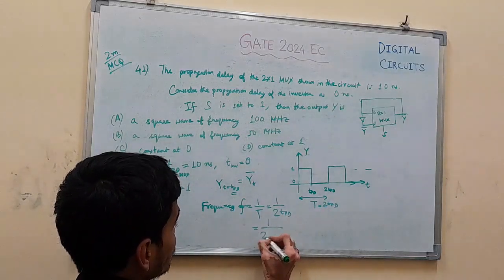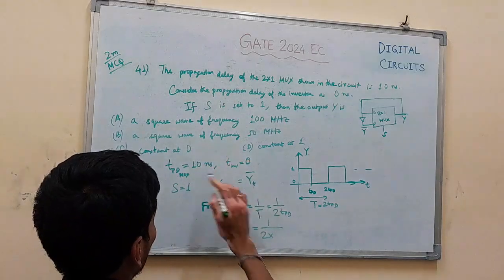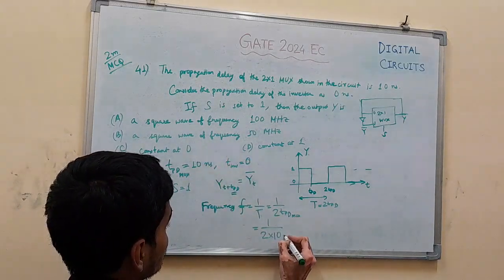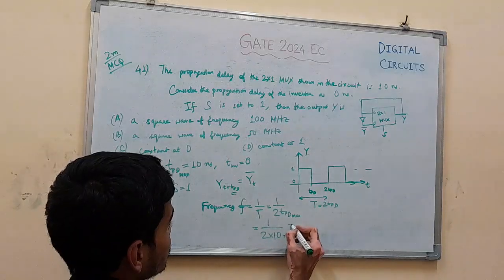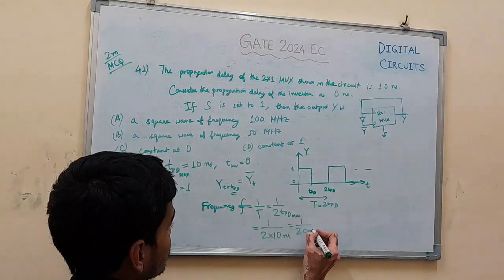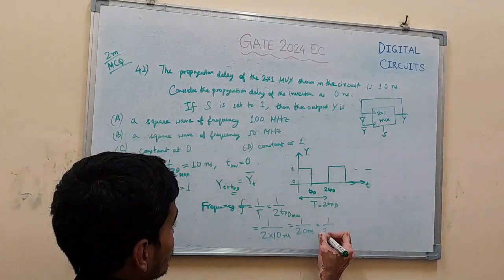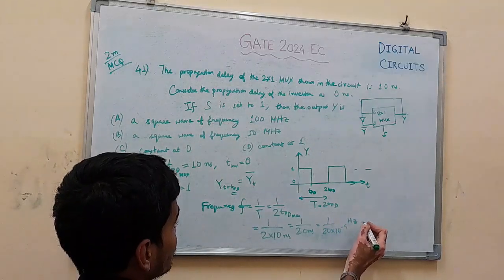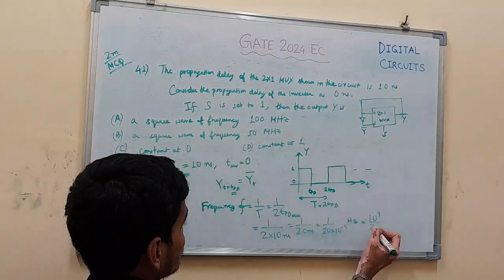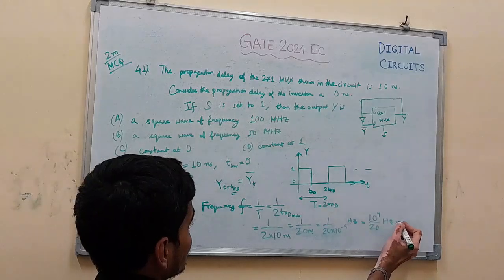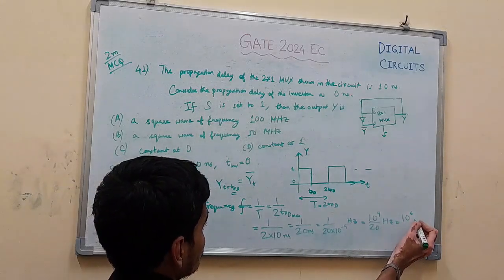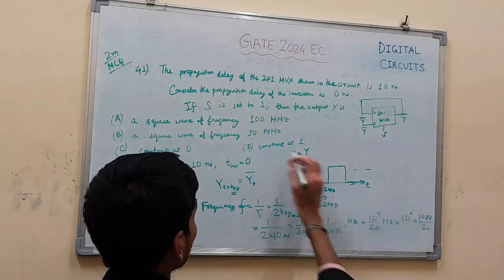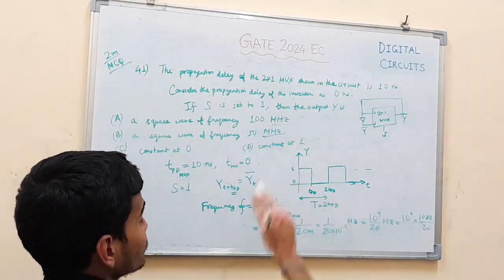Propagation delay of the mux is given; the output period is 2 times the propagation delay of the mux. Let's say it is 10 nanoseconds. So 1 by 2 into 10 nanoseconds, then 1 by 20 nanoseconds. So 1 by 20 into 10 to the power minus 9 hertz. We take 10 to the power 9 up, so 10 to the power 9 by 20 hertz. So we take 10 to the power 6 outside, so it will be 1000 by 20, because 6 is taken out since the frequency is in megahertz.